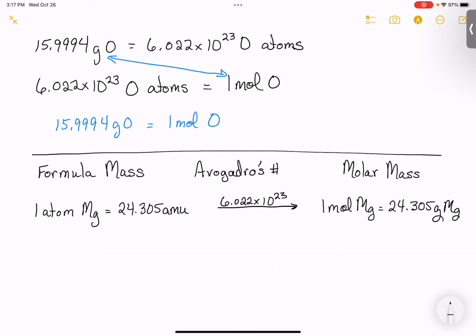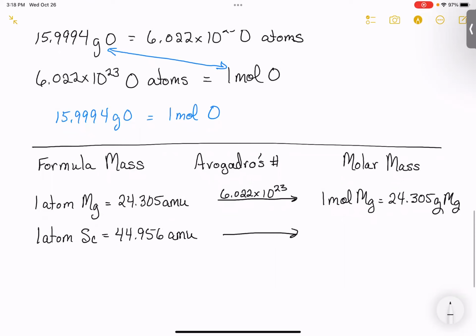Scandium. 1 atom of scandium has a mass of 44.956 atomic mass units. But if we go to 6.022 times 10 to the 23rd, then we're going to have 1 mole of scandium. And that's going to have a mass of 44.956 grams of scandium.